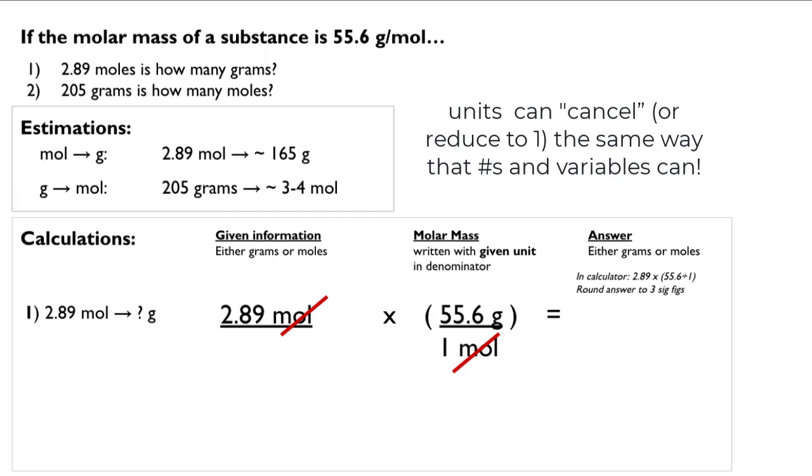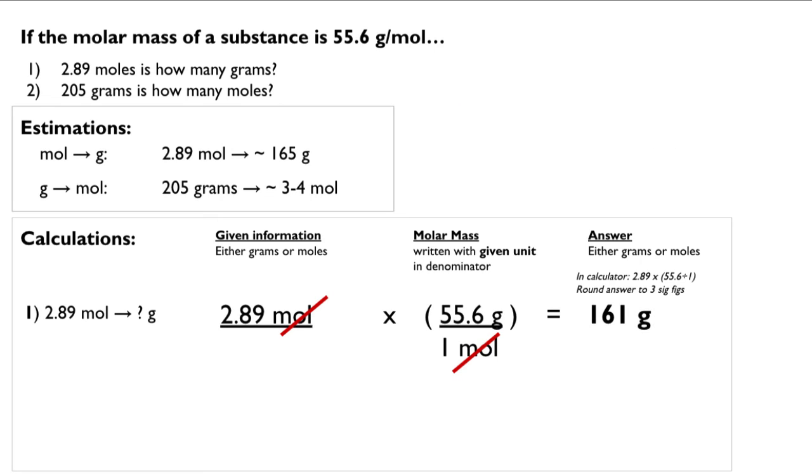So in my calculator, to solve this problem, I'm going to type in 2.89 times parentheses 55.6 divided by 1 and round my answer to 3 significant figures. 55.6 divided by 1 will just be 55.6, but I like to get into the good habit of putting parentheses in my calculator that match the way the parentheses are written on my problem. So I get 161 grams as my answer when I round it to 3 significant figures. And if I compare that to my estimation, those numbers are pretty close together. I feel pretty good about that.